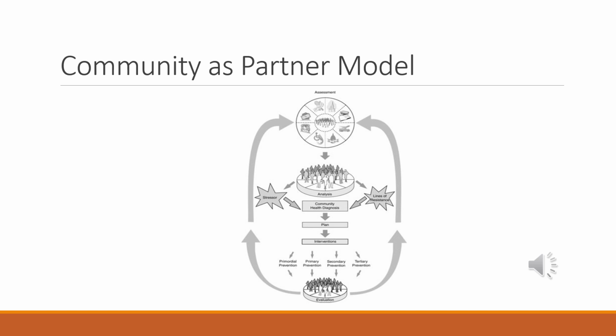Surrounding the central core are the subsystems of the physical environment, education, safety and transportation, politics and government, health and social services, communication, economics, and recreation. These are the areas in which you are going to assess your community. The second part is the nursing process, which includes the community diagnosis, planning, and interventions, either primary, secondary, or tertiary prevention, and finally evaluation of the intervention. And this is a snapshot of what you're going to be doing for your paper.